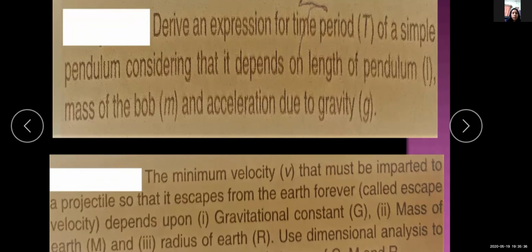First, derive an expression for the time period of a simple pendulum, considering that it depends on the length of the pendulum, mass of the ball, and acceleration due to gravity. Another question: the minimum velocity v that must be imparted to a projectile so that it escapes from the earth forever, called escape velocity, depends upon gravitation constant G, mass of earth M, and radius of the earth R. Using dimensional formula, find the formula of this velocity using dimensional analysis.